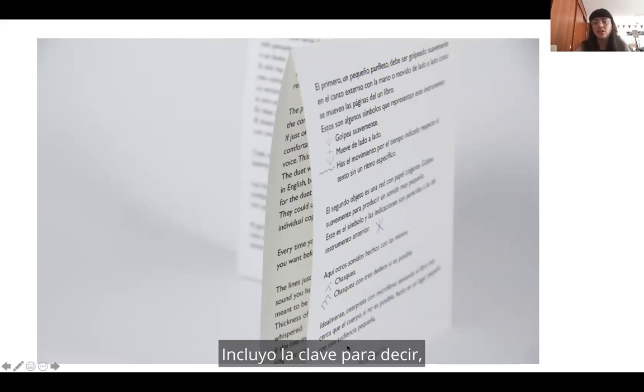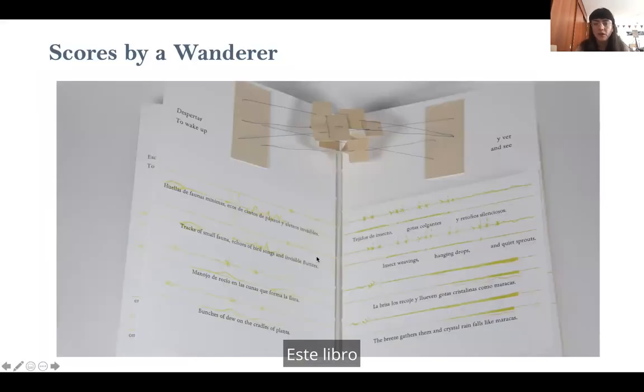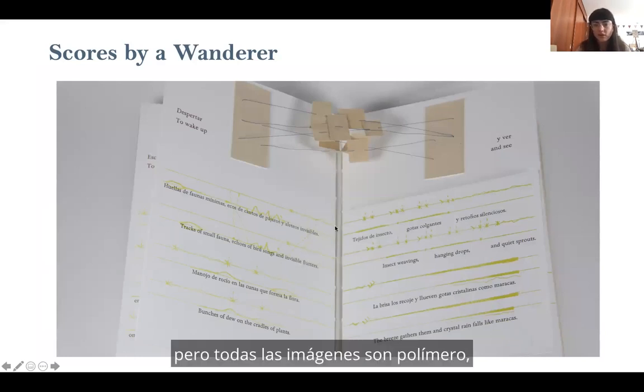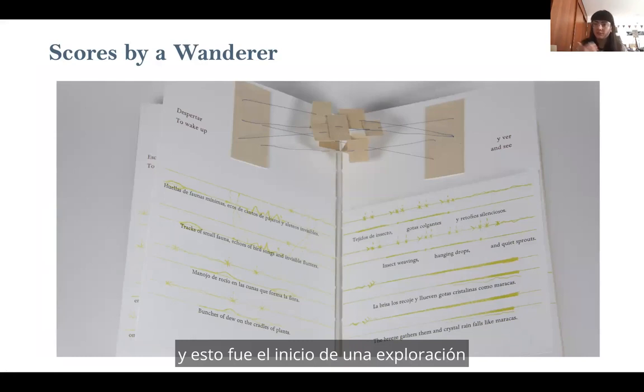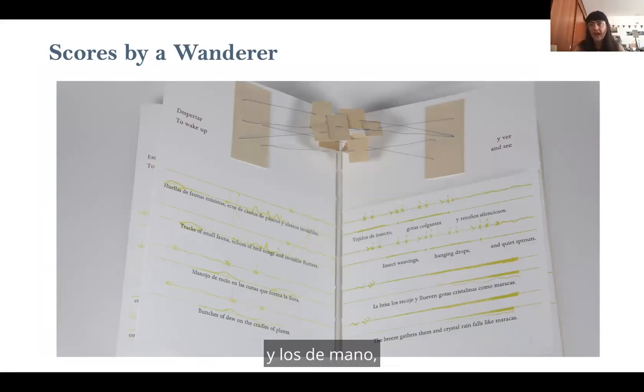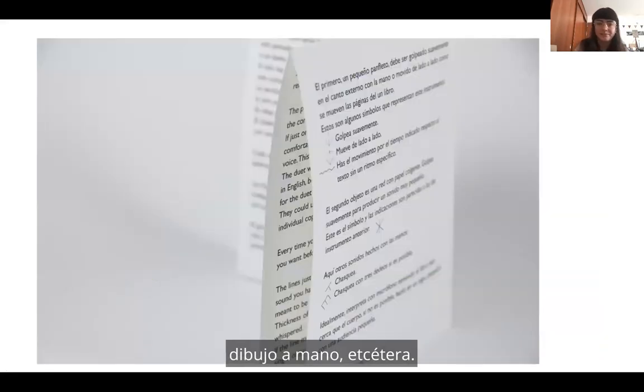I include the key here to say what is happening with your hands and what is happening with your voice, what these symbols mean. This book is handset type, but all the imagery is photopolymer plates that I scratched myself, the negatives. So the line is very drawing-like, and this is a beginning of an exploration that I made about the combination of type, specifically letterpress printed type, and the hand, drawing, handwriting, etc.